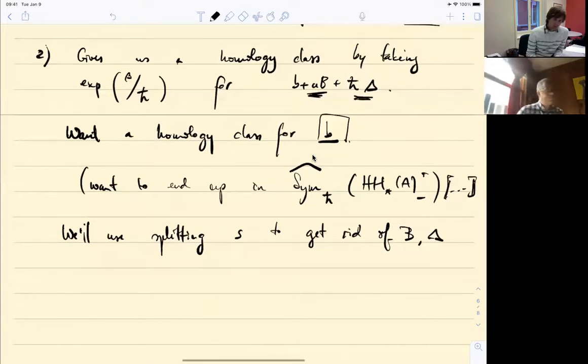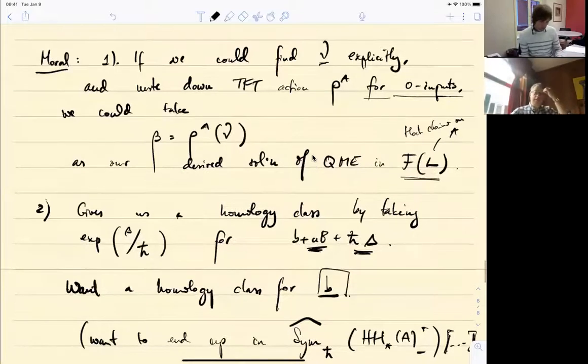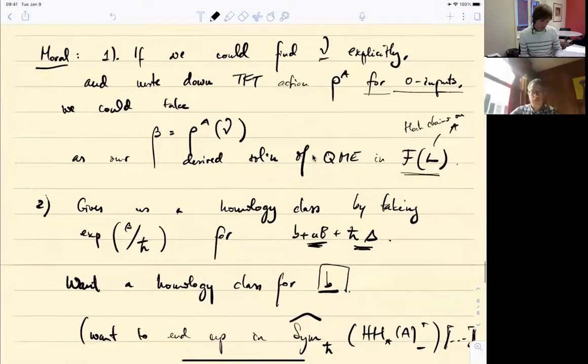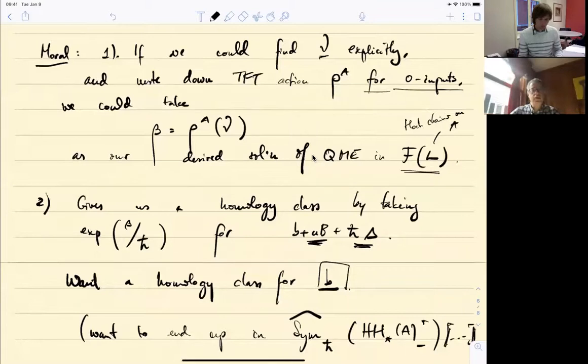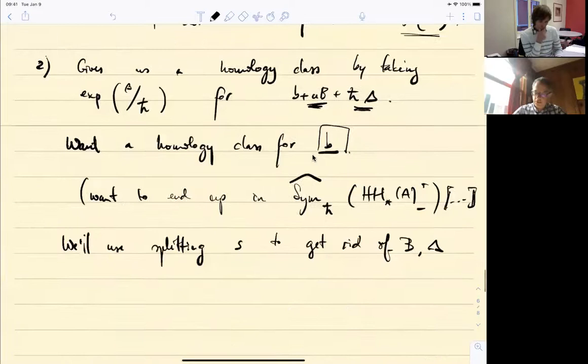All right? Any questions about this? So this is where we are, but we still have some ways to go to do some explicit computations. So our goal is to be able to do explicit computations. So we need to be able to find V explicitly. We need to write down the TFT action for 0 inputs explicitly in some way, and get rid of B and delta explicitly using an explicit splitting.